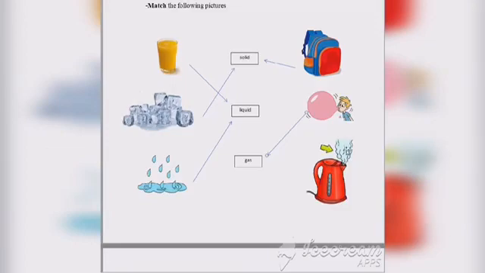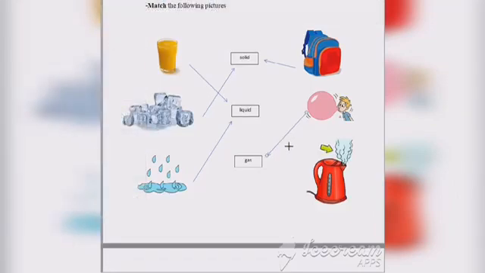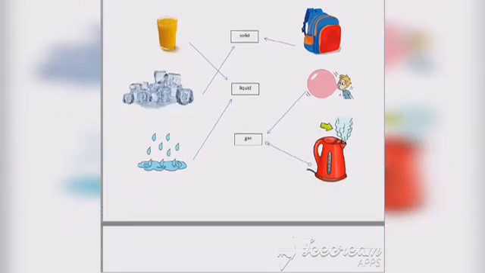Now the final one, we have water vapor. What is water vapor? Because it spreads out and doesn't have a shape of its own, we call it a gas. The answer is water vapor is gas. Good, very easy. Let's move on.